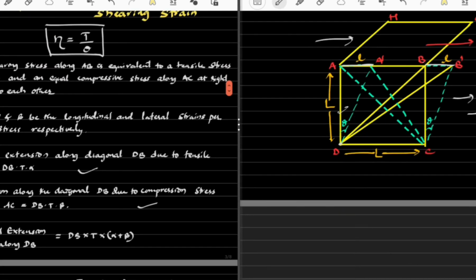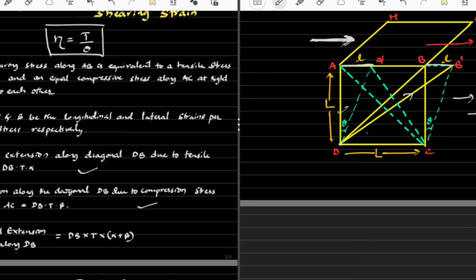See here now, whatever this shearing stress is, this shearing stress is equal to the extension along dB dash. That force is called tensile stress. So that is equal to the tensile stress. Shearing stress is along the AB, and then tensile stress is along the DB. Both are equal to each other, and also equal to the compressive stress along the AC. Compressive stress along the AC, at right angle to each other.